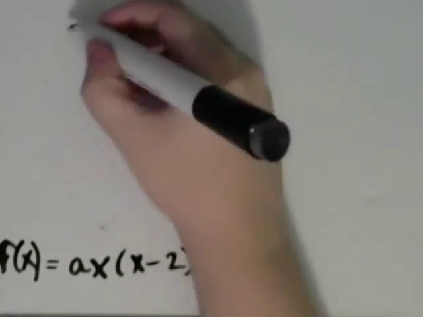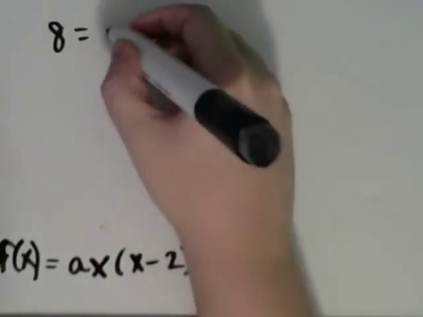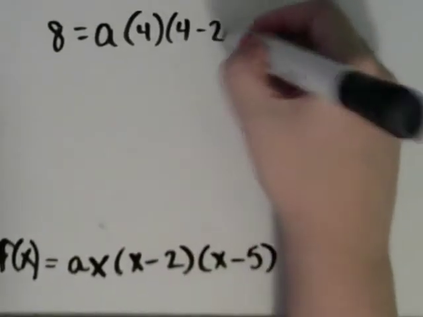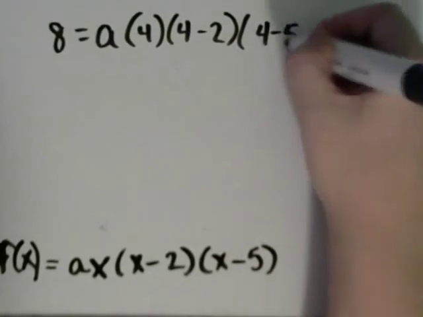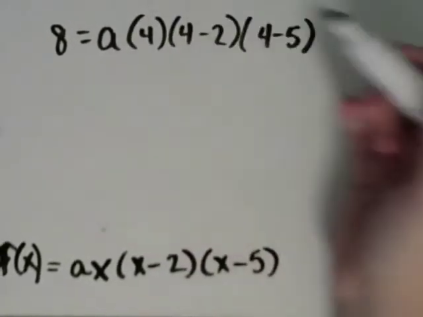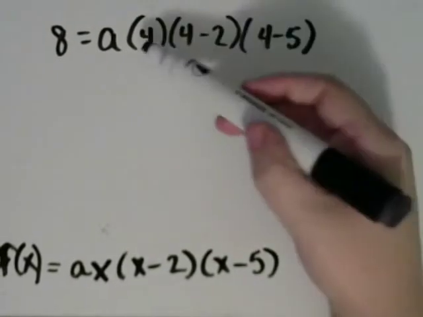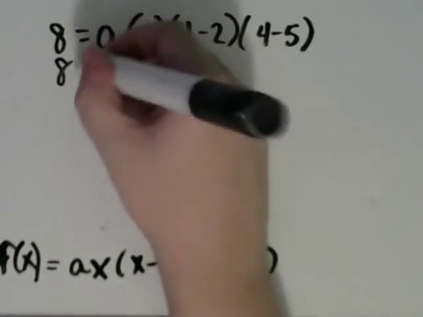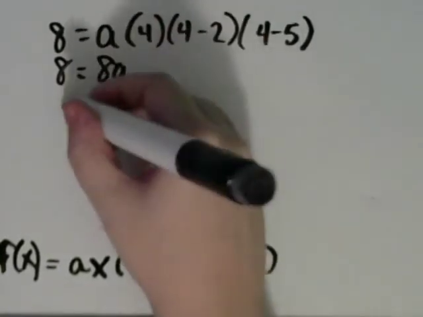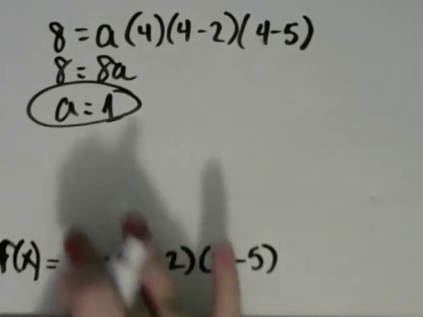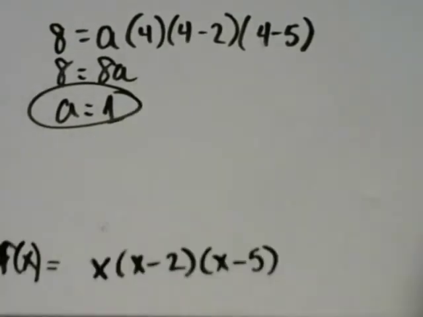From here, 8 is the output, and we'll say 8 equals. 4 is the input, and we're going to plug it in for each of the x values. This can be simplified by your calculator all at once, or you can do it in your head. We have 4 times 2 times 1, which is 8. So even though we had to solve for a, it turns out that a is just 1. And we don't really have a front coefficient.